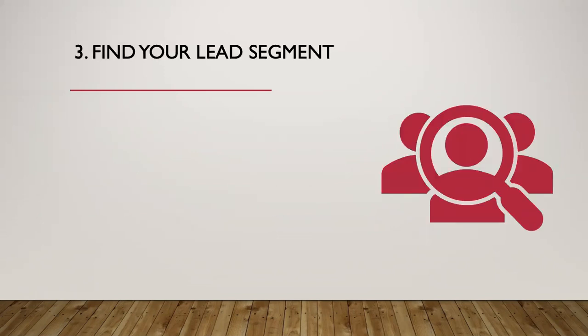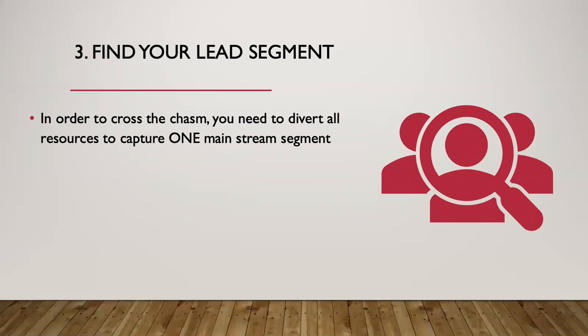So step 3, strategy number 3. Remember, the first strategy was solidify your base. Second strategy is find the people who are looking for a competitive advantage. Third strategy, find your lead segment. This is crossing the chasm. This is going from a niche market to a mainstream market. So how do we find our lead segment?